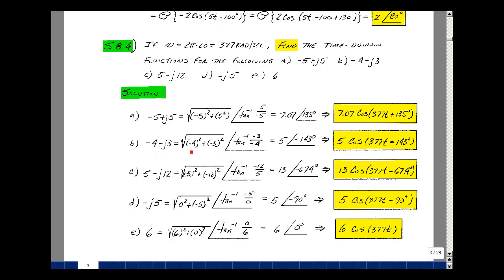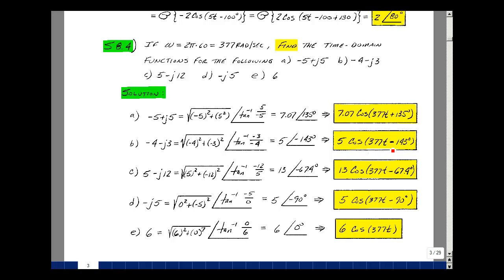Second one, we'll take the square root of the real part squared plus the imaginary part squared, and then square root that, and that turns out to be 5. And the arctangent of minus 3 over minus 4, again, it's going to put us in the third quadrant at a minus 143 degrees. So our phasor then converts to the time domain as 5 times the cosine of 377t minus 143 degrees.